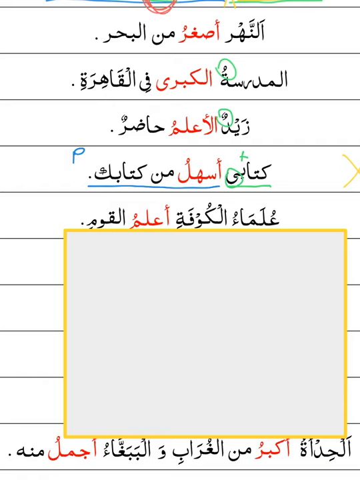So kitabi is a mudaf and mudaf ilayh. It's a possessive compound, al-murakkabul idafi. Together it makes the mubtada basically. And the remainder is the khabar. So our separator will go here.